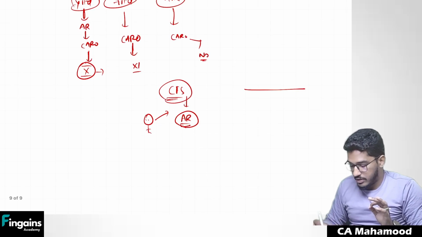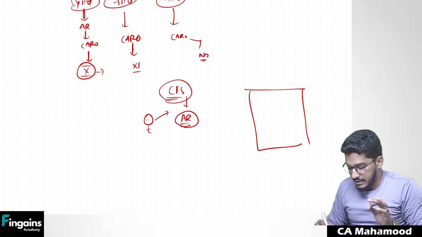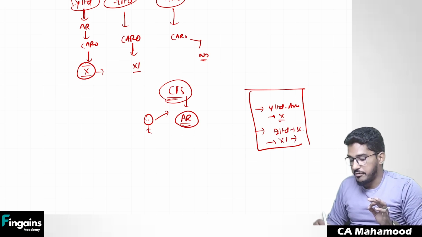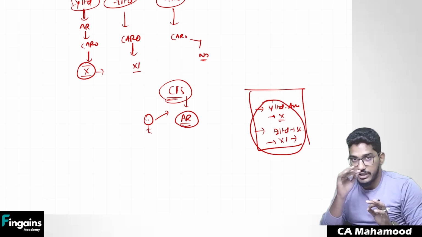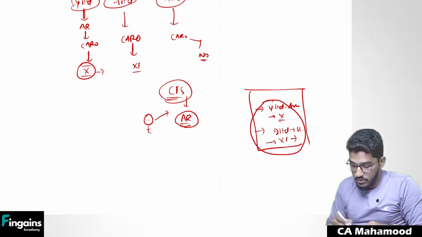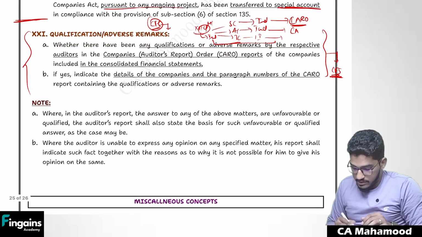Now I have to mention in the audit report of the consolidated financial statements, I will say in so and so company Y Limited, which is an associate company, para number 10 contains a negative remark. In so and so company Z Limited, which is my subsidiary company, para number 11 contains a negative remark. This information I have to include in the audit report of my consolidated financial statements. That's what they say here.